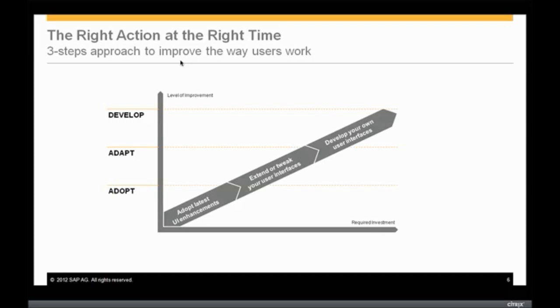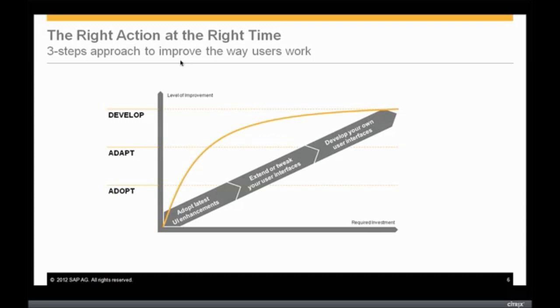When we look at the kind of time to value, the level of improvement which we have on the one axis and then the required investment which we have on the other side, it typically turns out to be a curve like that. So take what's there out of the box. Typically it is a pretty low barrier. You are very fast in that, and the level of improvement is already pretty high. Extending it, tweaking it to your specific user needs, increases it again, but developing something on your own typically drastically increases the required investment on your side, while the benefit might not be that high anymore.